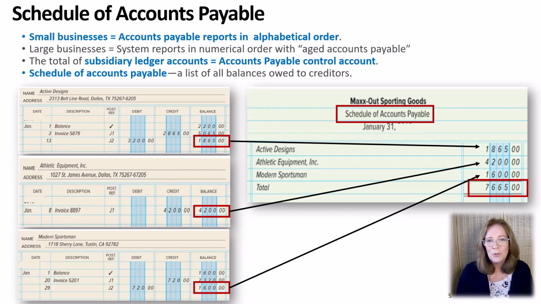These reports age the invoices in 30-day increments, and the total of the individual creditor accounts in the subsidiary ledger must equal the balance of the accounts payable control account. To prove that the control account and the subsidiary ledger are equal, businesses prepare a schedule of accounts payable, a listing of all balances owed to creditors. This schedule must tie out, meaning it must be the same amount as the general ledger account for accounts payable.